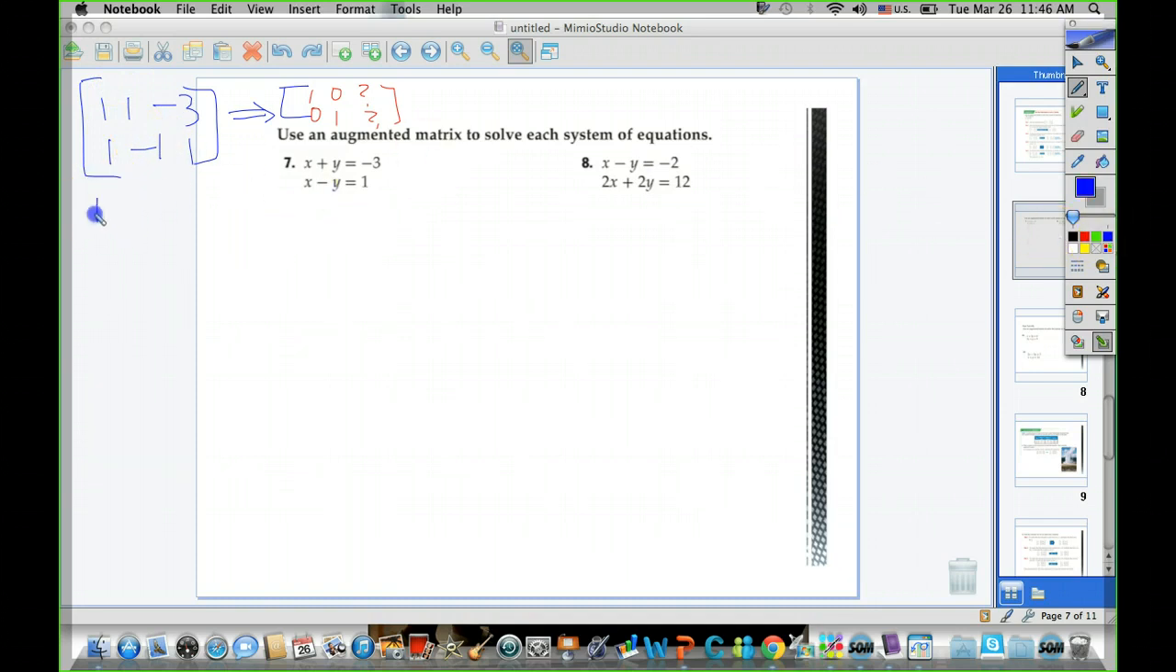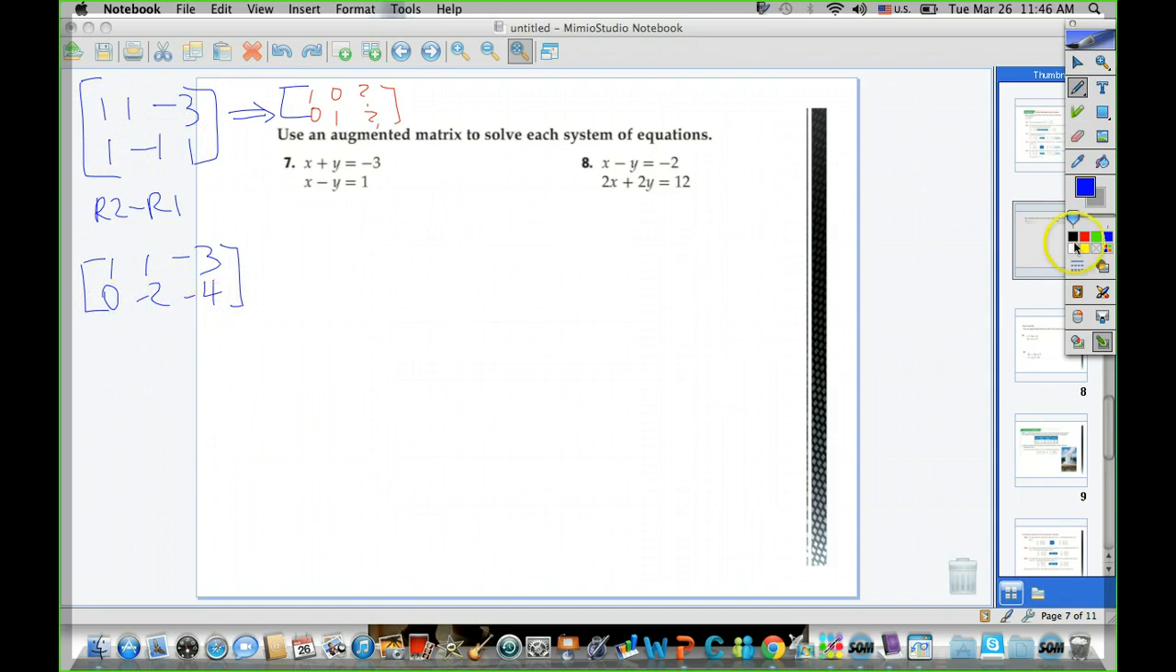So first, what am I going to do? I'm going to do row 2 minus row 1. I didn't do anything to the first row here. I'm going to leave it at that. So second row, 1 minus 1 will give me 0. Negative 1 minus 1 will give me negative 2. 1 minus 3 will give me negative 4. So all I did was rearrange the second row by doing row 2 minus row 1 and putting it in row 2.